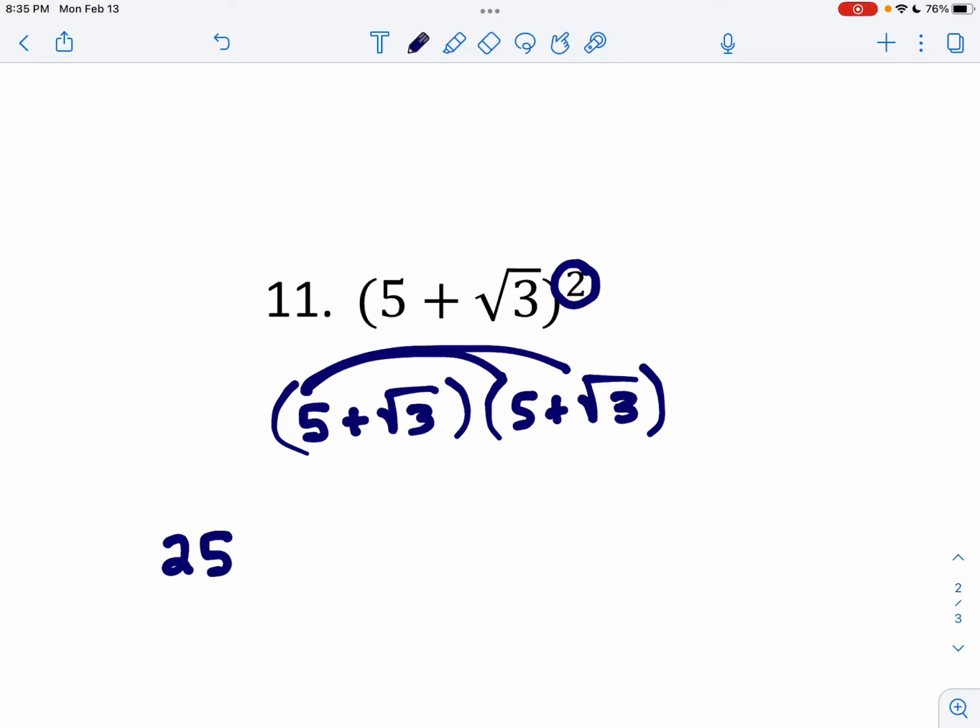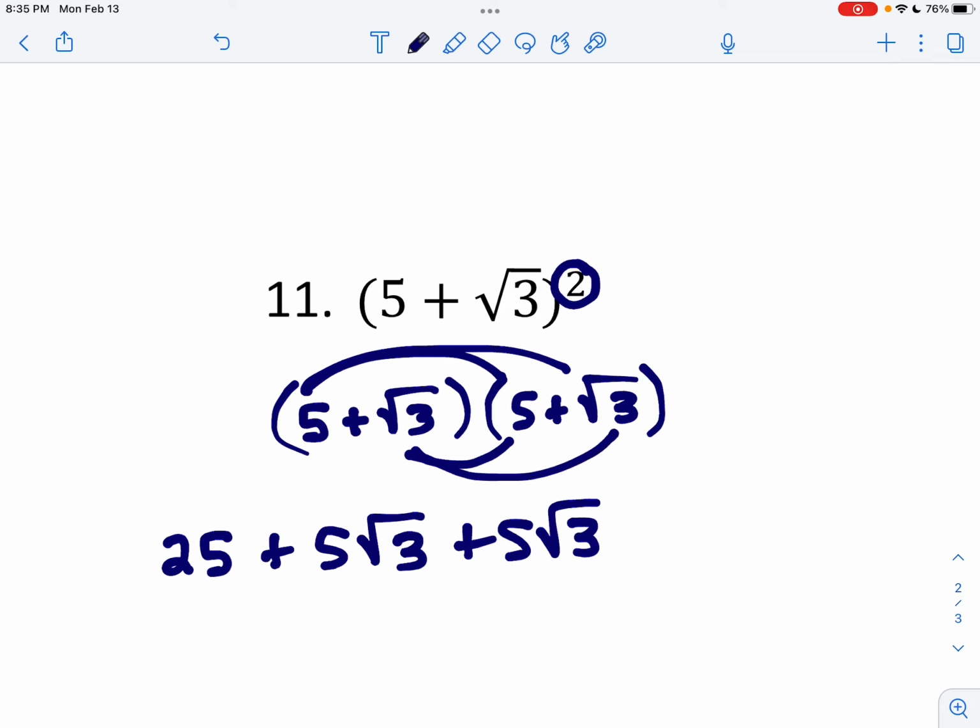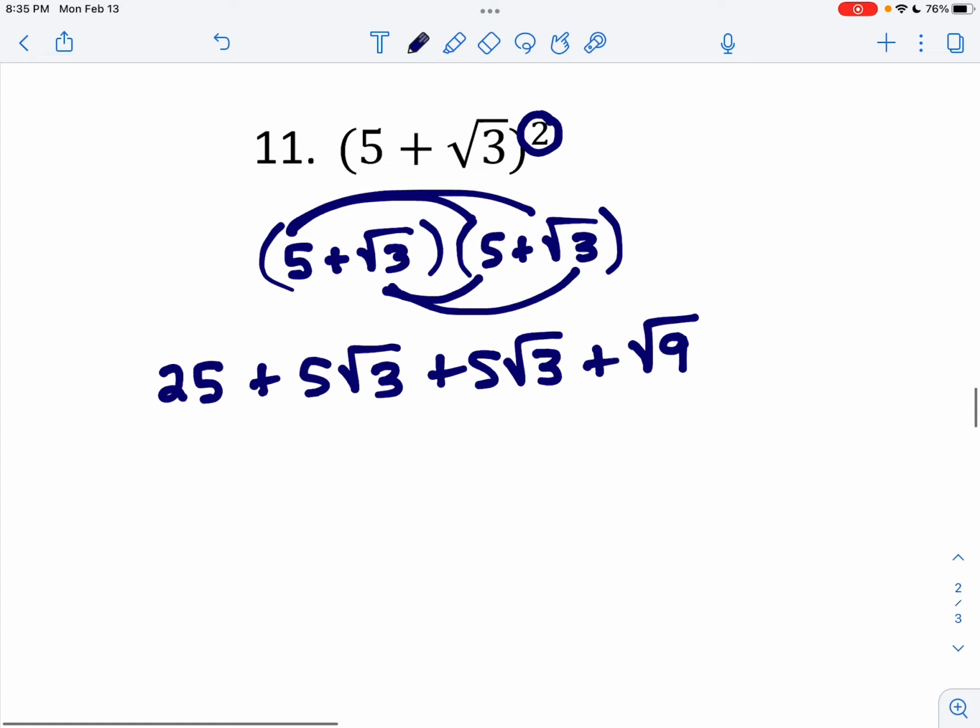5 times radical 3. The inside is plus 5 times radical 3. And my last terms is plus radical 3 times radical 3 is radical 9. I still have 25 plus 5 plus 5. I can add these 2 together because they're the same radical, radical 3.